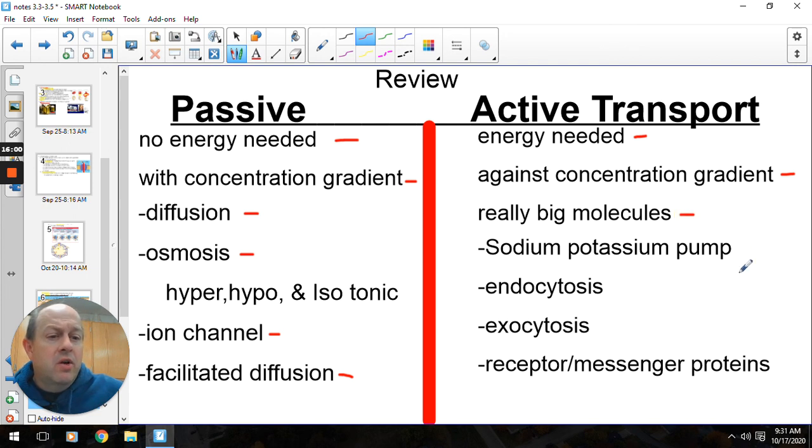Active transport, we need energy, so that would be if we're going against the concentration gradient, or if we have really large molecules, or if we are pumping against the concentration gradient like in the sodium-potassium pump, or if we're going to do large exporting and importing of molecules to the cell. And then receptor messenger proteins are also active transport. Sometimes they will require ATP to trigger that message to be sent across.